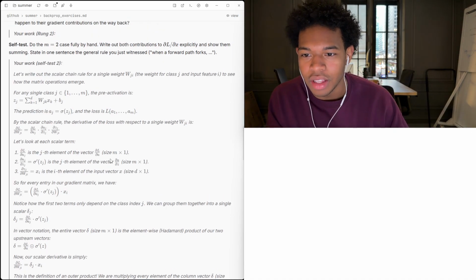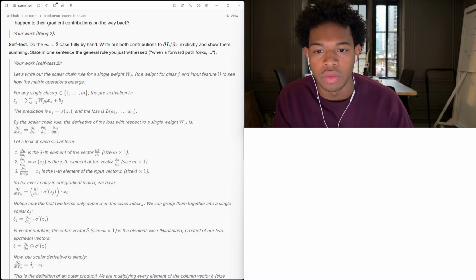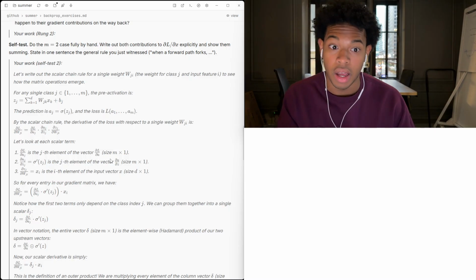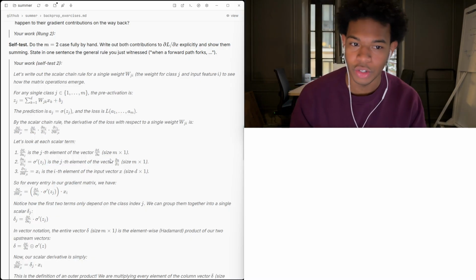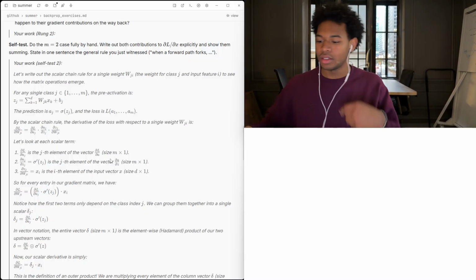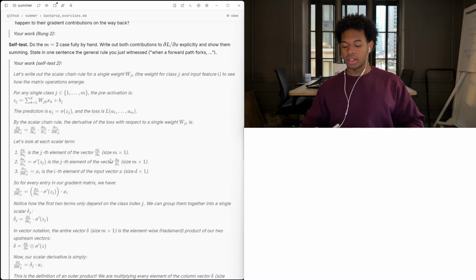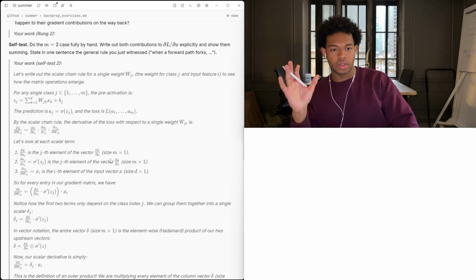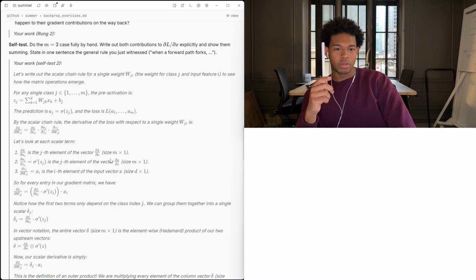Okay, self-test 2. Let's write out the scalar chain rule for a single weight. Ah, I'm starting to remember what I did. No, let's draw it out. Let's draw it out again, because I would like to have to recall it. So we are doing the case of mean squared error because its derivative is so nice and easy.